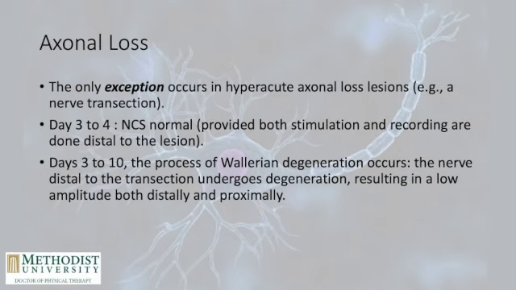And like everything else, there's exceptions. The only exception occurs in hyperacute axonal loss lesions. So basically a nerve transection. I cut my nerve in half. Day 3 to day 4 of that happening, you could still have a normal nerve conduction study. However, get down to day 3 to day 10 and Wallerian degeneration occurs. So it's going to start going through this degeneration process. That's going to result in changes that we can see with low amplitude distally and proximally.